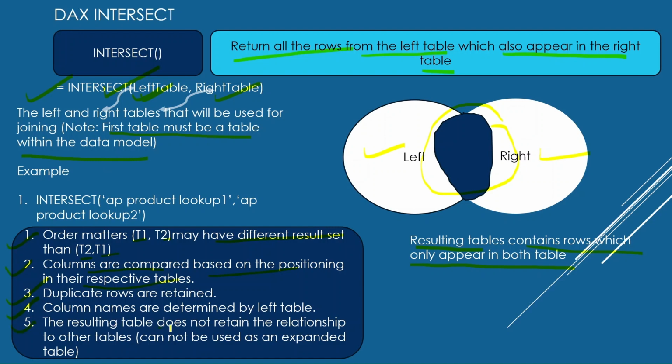The resulting table does not retain the relationship to other tables and cannot be used in the expanded table. So when this resulting table is created with the help of the intersect function, which has all the records present in both the left and the right table, it does not retain the relationship with other tables, and it also does not participate in the expanded table which generally occurs in Power BI behind the scenes.